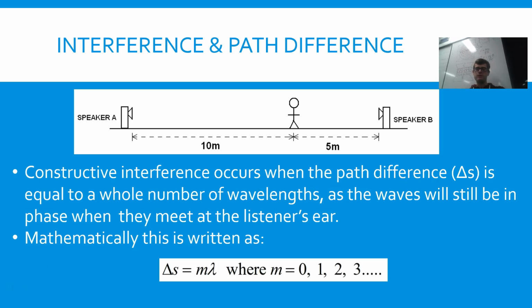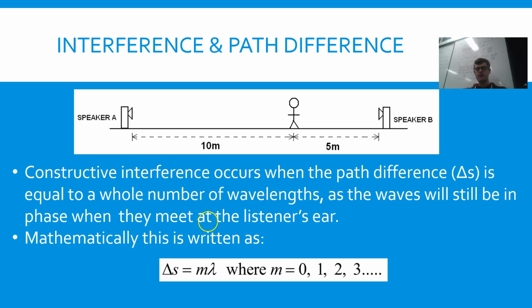So constructive interference occurs when that path difference, delta S, is equal to a whole number of wavelengths. So in other words, the extra distance that the sound from speaker A has to travel compared to the sound from speaker B is equal to an integer multiple, or a whole number multiple, of wavelengths. And they'll produce constructive interference because even though the waves from speaker A have to travel further, they'll still be in phase when they meet with the waves from speaker B at the person's ear.